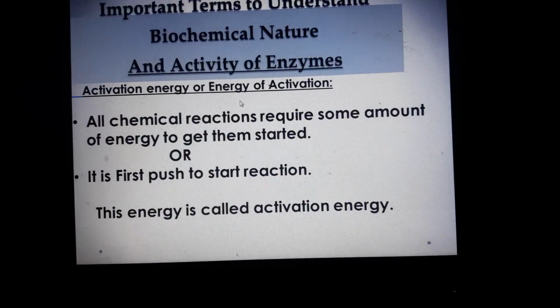Next, important terms to understand the biochemical nature and activity of enzymes. The activation energy, or energy of activation. All chemical reactions require some amount of energy to get them started. So in every chemical reaction that takes place between the enzymes and the substrate, it requires some amount of energy. So it is first pushed to start the reactions, parang lock and key. Okay, this energy is called activation energy. So there is what we call activation energy. So when the enzyme is being activated, energy is also used up.